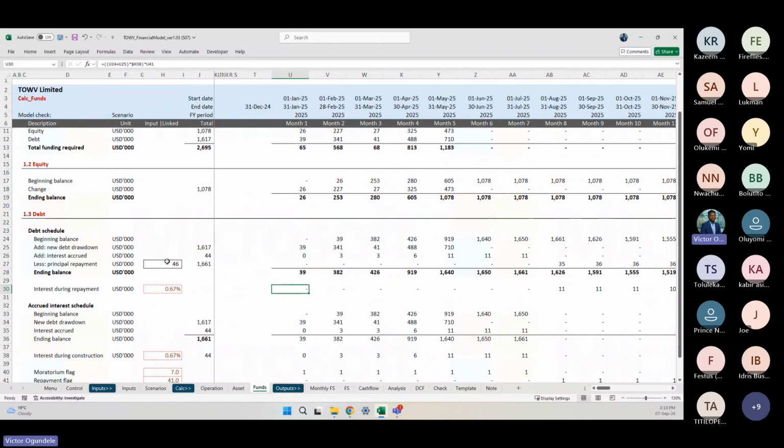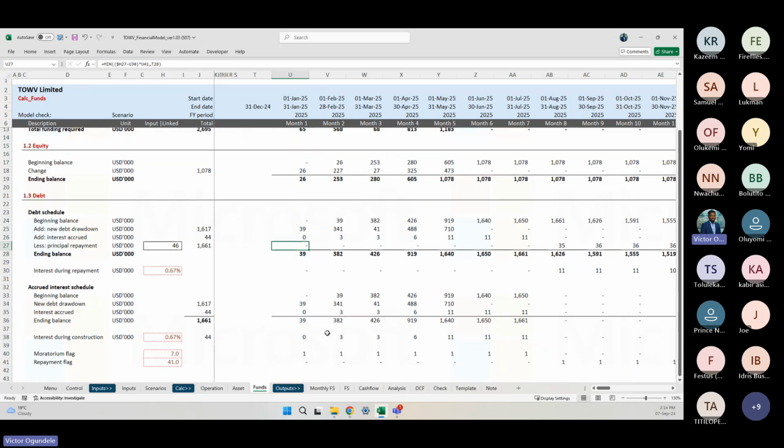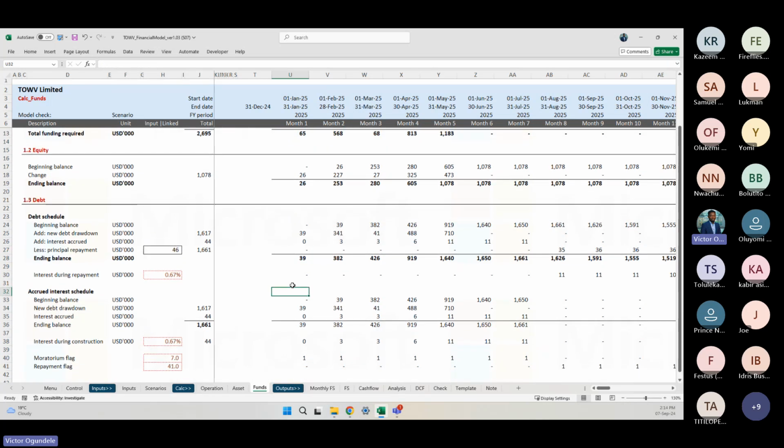So also check your principal repayments. You're not to have a circular reference. That's why we separated the accrued schedule like this.